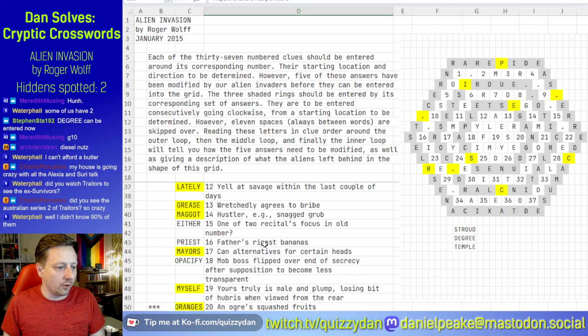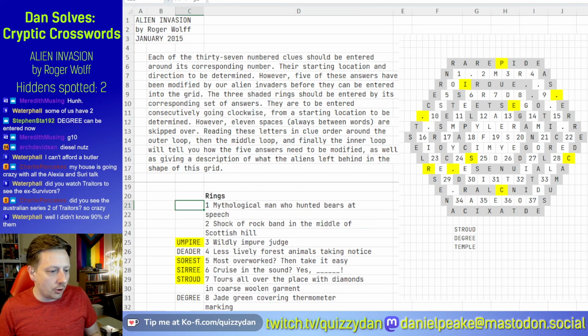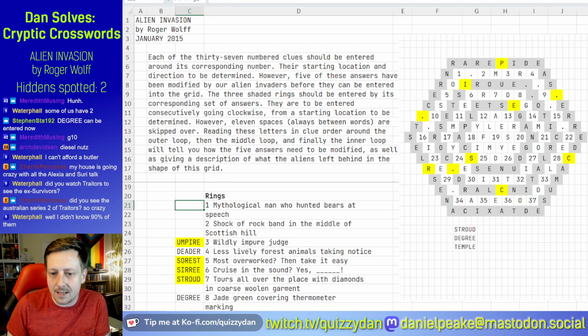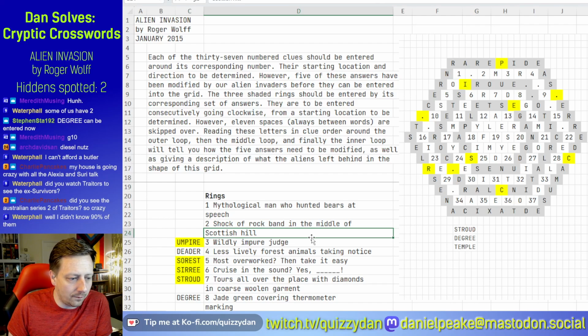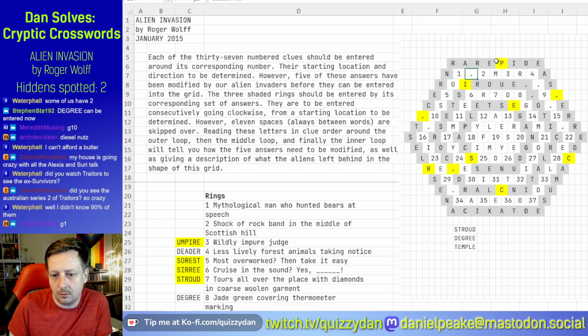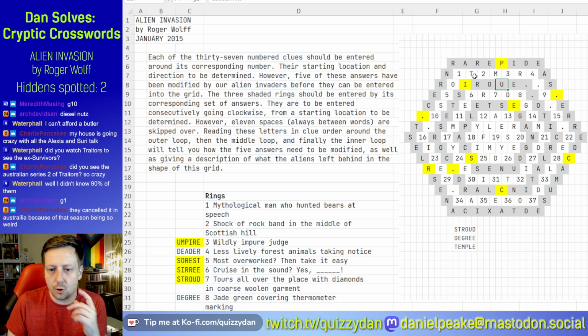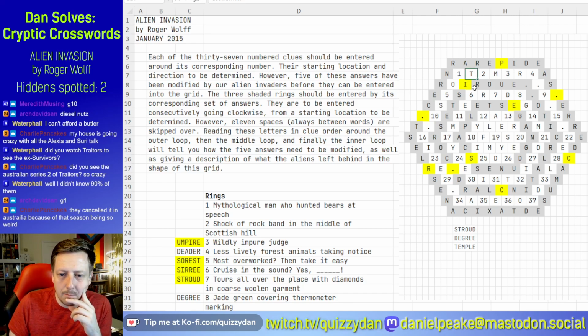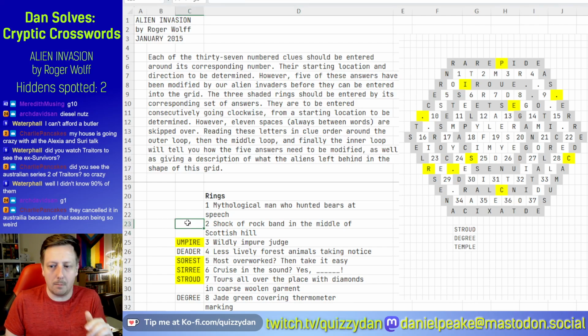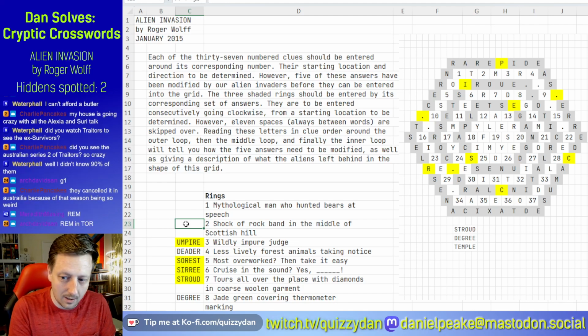Right, let's just go from the top and try and now get everything. Mythological man who hunted bears at speech. Orion? No. And shock of rock band in the middle of Scottish Hill. Tremor. I think that's Tremor. Rock band in middle of Scottish Hill. Why would that be Tremor?